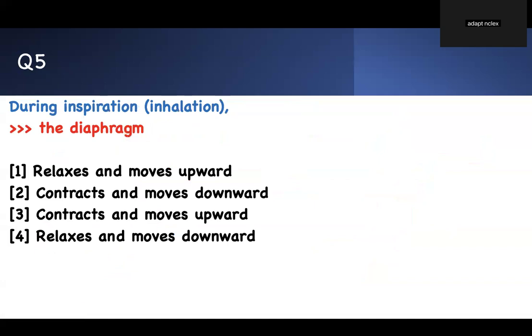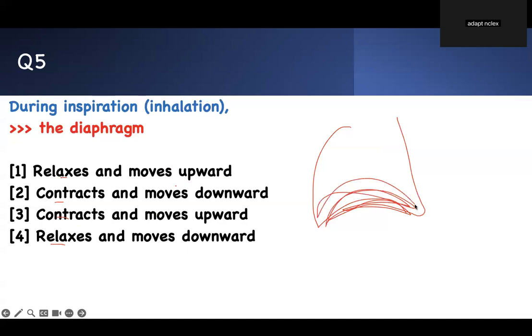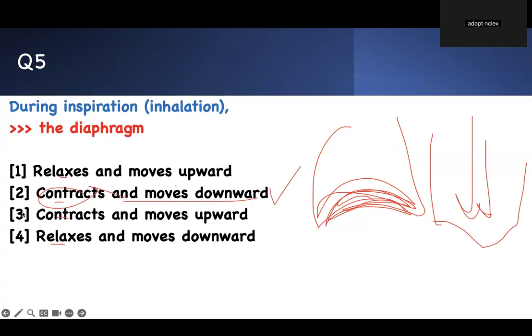During inspiration, what does the diaphragm do? These are questions where you get confused because they give you relax, contract, relax, up, down. Forget about it. Inspiration means you're taking air in, so see what your diaphragm will do. Your diaphragm is the big muscle here. When you're trying to breathe, in order to open the lung, the diaphragm contracts and goes down, and expands the lung. So contraction and downwards is your right answer.